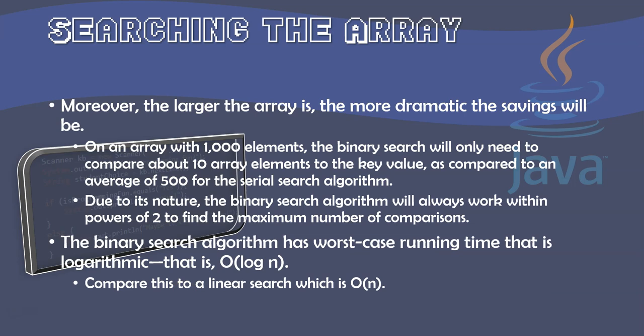Now, because we start talking about powers and exponents, the binary search algorithm has what we call a worst case runtime that is logarithmic, because we're operating under those powers of 2. The way we would express that is big O of log n. If you compare this to a linear search, you're going to find that this is big O of n.